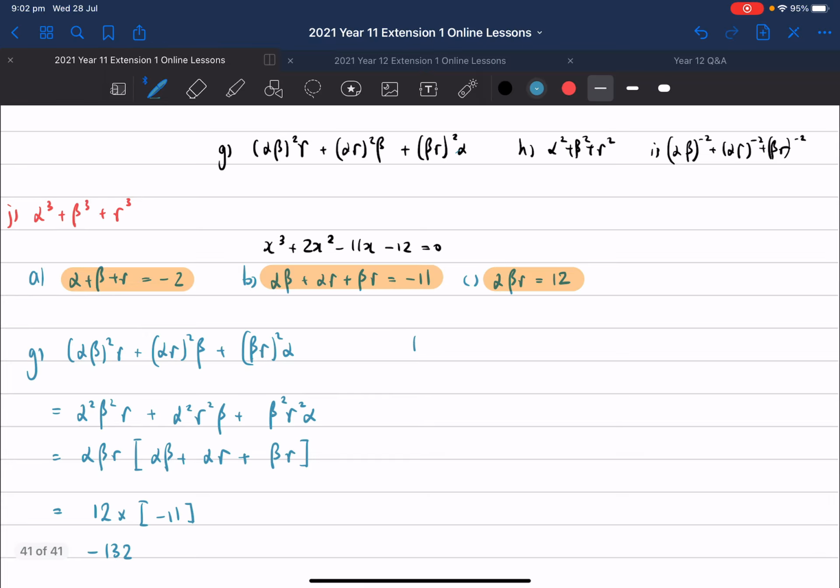Okay, now question H. Alpha squared plus beta squared plus gamma squared. With question H, this is a bit tricky. If you want to do a question like this one, I guess the first step you need to do is derive a formula for the sum of the squares of each root. And once you derive the formula, later you should memorize the formula, okay? So I'd like to show you the deriving part of the formula.